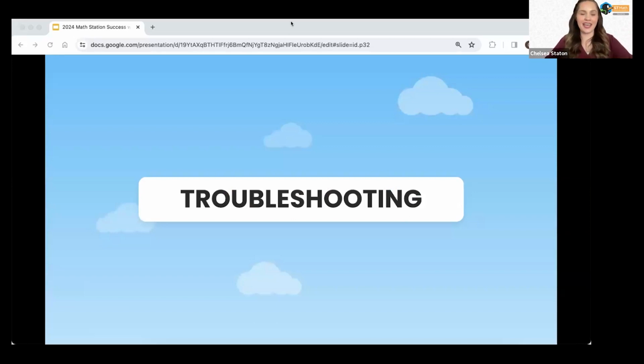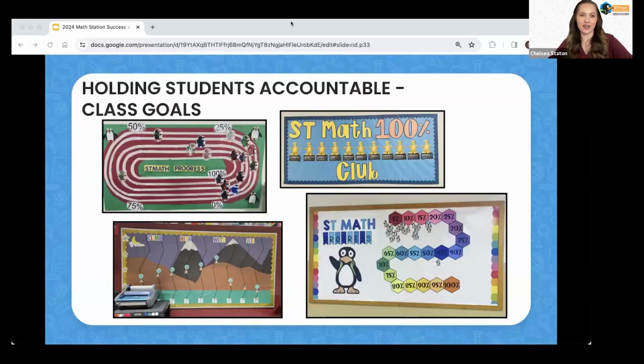We're going to look real quick at some common pain points and ideas for troubleshooting those. So we talked a little bit about individual accountability and students tracking their own stuff.